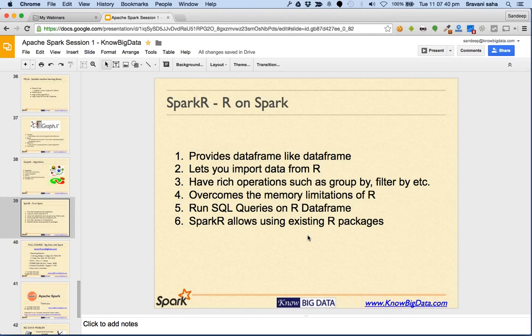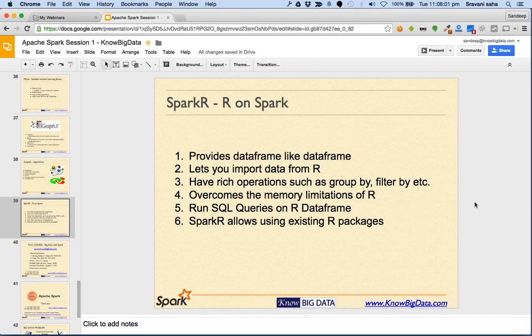Therefore, R was not scalable. Now, SparkR puts that into the picture and makes it possible to run your R program on the whole cluster. If your data is even 10 terabytes, you can still run the same logic which was written for a few KBs in R. That is the beauty of SparkR.